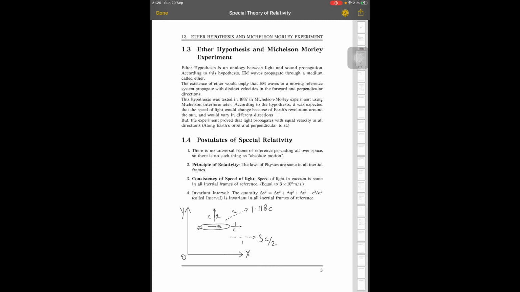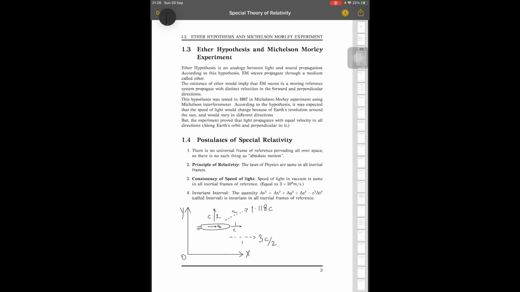Now, if the ether hypothesis was correct, the observer would measure the velocity of beam 1 to be 3c by 2 and the velocity of beam 2 to be 1.118 c. It can be easily calculated by trigonometry. What actually happens, we will see in a moment.